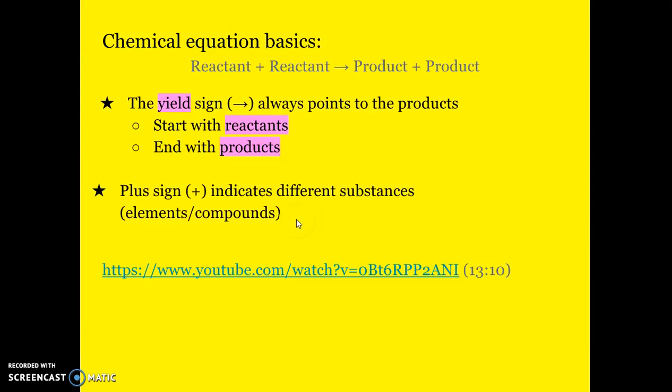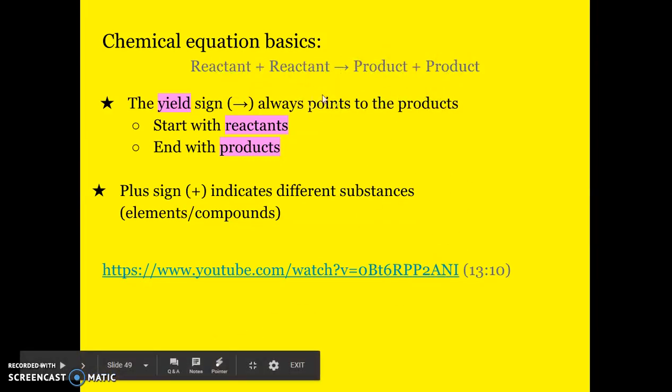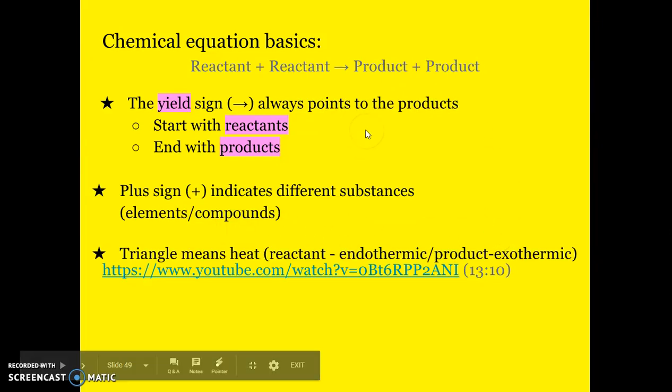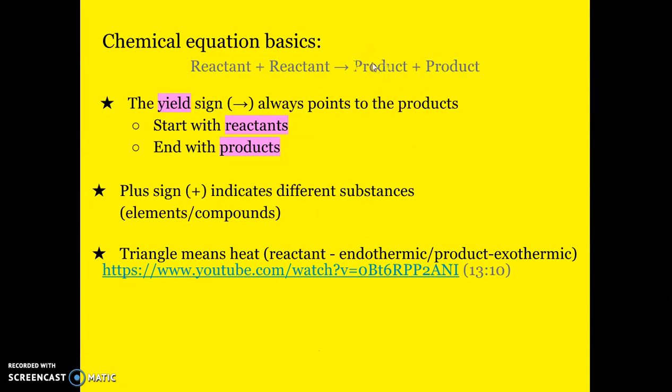The plus sign indicates different substances. So I might have this reactant plus this reactant will make this product plus this product. So it just means and. And you can have elements or compounds listed as your reactants and your products. The triangle, a lot of times you might see a triangle over the arrow, and I'll show you what this is in class if you need, or if you want to see an example of it.